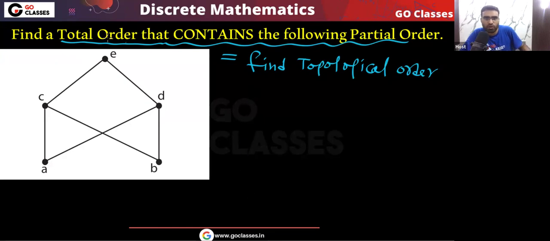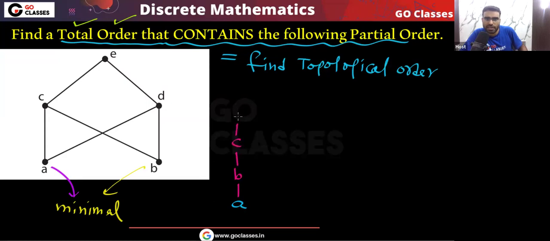Now just find the topological order, but you write the topological order in this direction, because I want a total order. So you find the topological order, and what will be that? Very simple. These are the minimal elements. Correct. Look at this. This is a minimal element. So I can start with A. Then what can I do? After A, I can take B. Then I can take C. Then I can take D. Then I can take E.